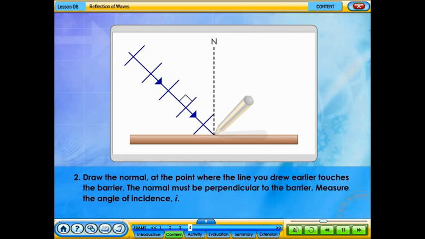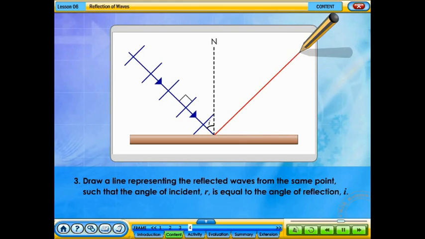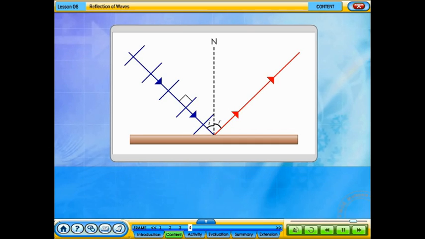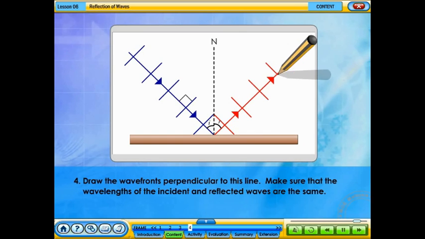Then, draw the normal at the point where the line you drew earlier touches the barrier. The normal must be perpendicular to the barrier. Measure the angle of incidence, I. Now, draw a line representing the reflected waves from the same point, such that the angle of reflection, R, is equal to the angle of incidence, I. Lastly, draw the wavefronts perpendicular to this line. Make sure that the wavelengths of the incident and reflected waves are the same.